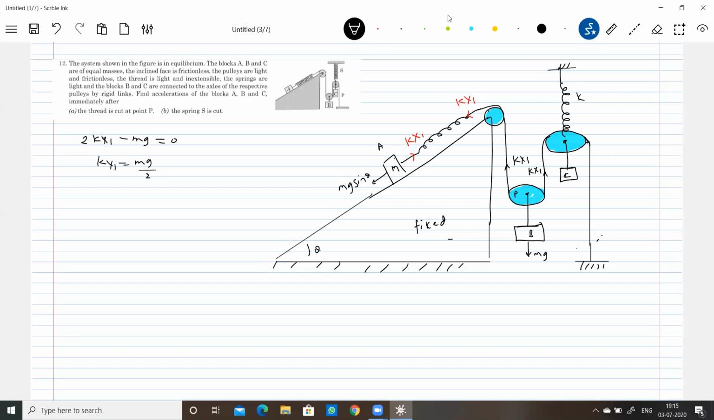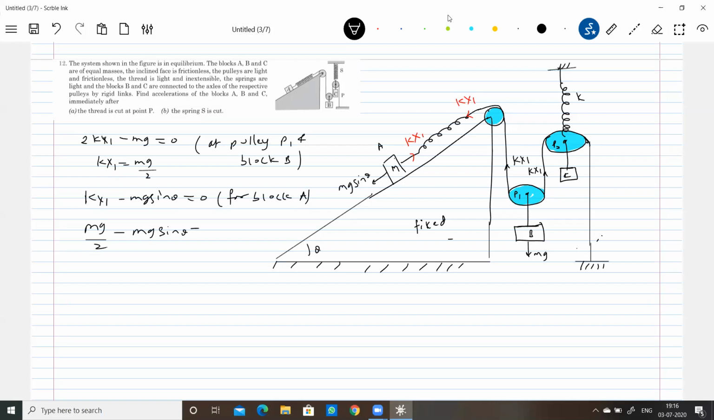Pulley P1, P2. So here what happened? At pulley P1, block B. Okay, got it now? So from there I got this much here. Okay, keep it here. Now for block A, kx1 minus mg sine theta equal to 0. This is for block A. Kx1 equals how much? Mg by 2 from the above equation. So theta I'm getting is 30 degrees. Okay, now fine.